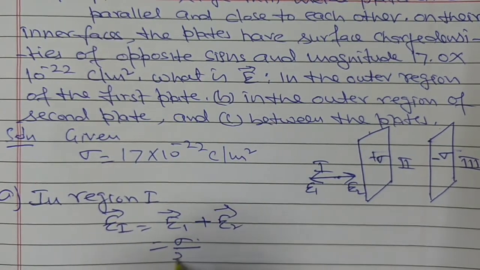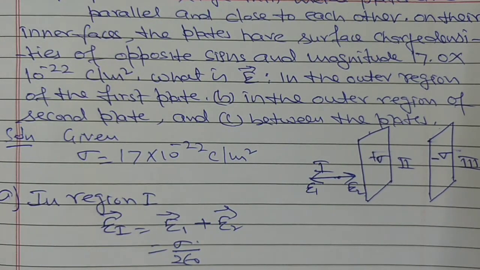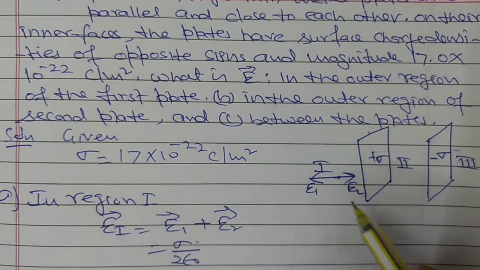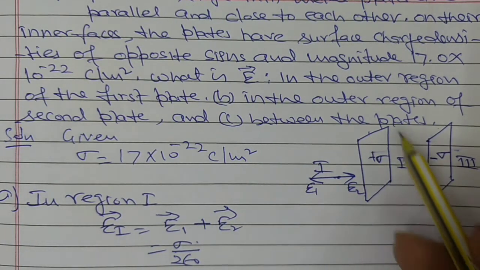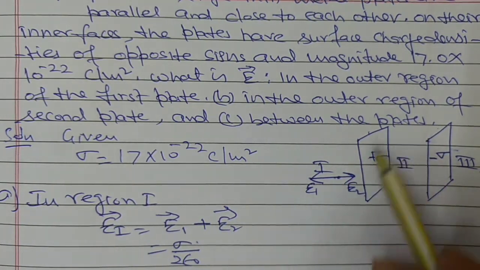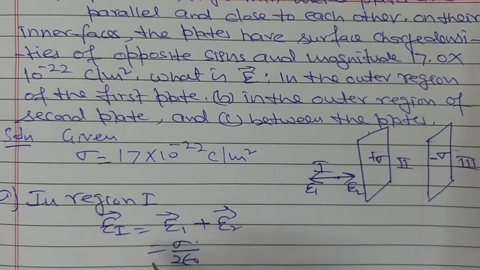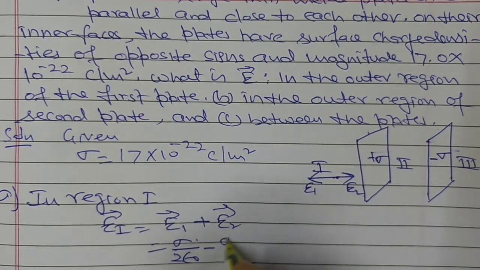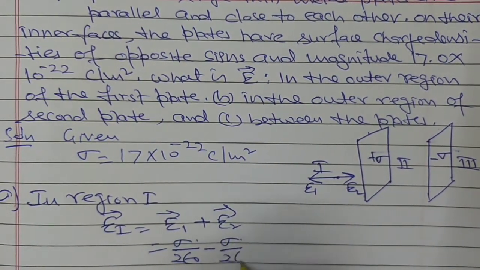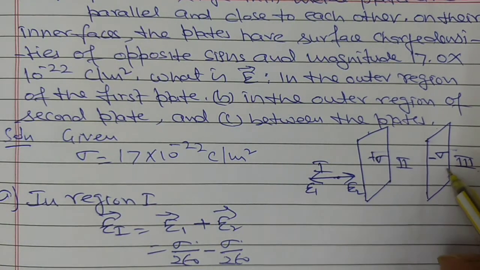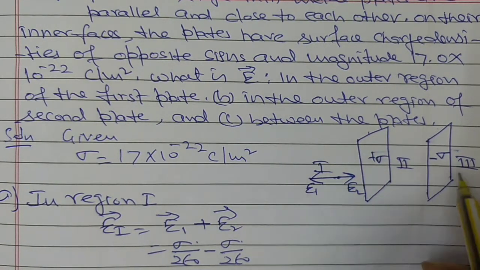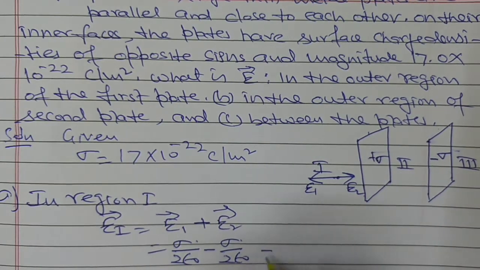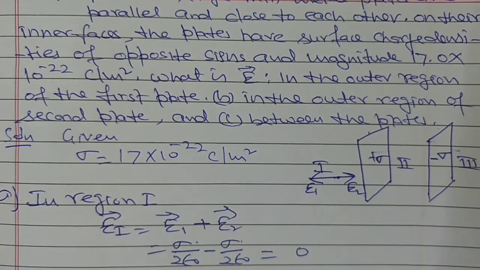upon 2 epsilon naught. थ्योरी पार्ट में हमने इसका डेरिवेशन किया था. The electric field intensity due to this large sheet, uniformly charged large sheet, is given by sigma upon 2 epsilon naught, minus this is also sigma upon 2 epsilon naught. Negative charge के कारण this is toward the charge, and therefore this is equal to 0.